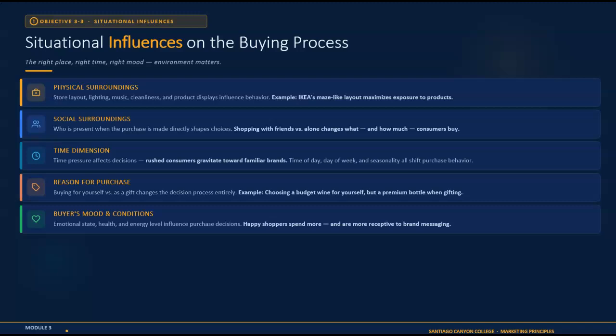What is the reason for the purchase? Are you buying for yourself or is this a gift? Choosing a budget wine for yourself, but a premium bottle when gifting. How is the buyer's mood and the conditions? Emotional state, health, and energy level influence purchase decisions. Happy shoppers spend more and are more receptive to brand messaging.